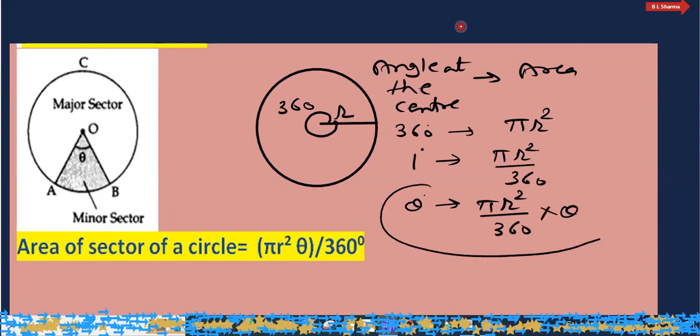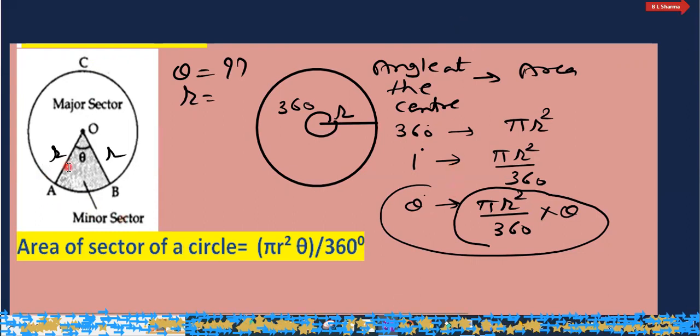So this is the area of a sector of the circle, for which we need two things. We need theta, meaning the angle at the center, and we need the radius, meaning the radius of the circle. So in this case, if this is the radius and the angle at the center means this is a sector of theta degree, then its area is given by pi r square theta upon 360. See here, pi r square theta upon 360.